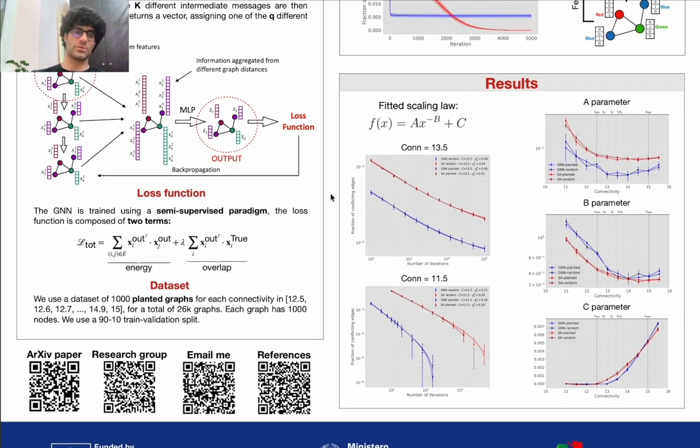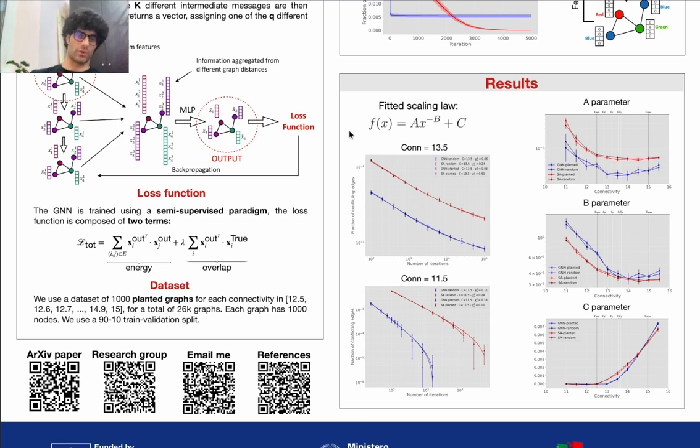As seen in these figures that compare the performance of our model versus simulated annealing, our model outperforms simulated annealing in a vast region of connectivities of graphs. On the left side, we report how the fraction of conflicts in the graph varies with the number of coloring steps for two connectivities, 13.5 and 11.5, while on the right side, instead, we see the result of 3 different fitted parameters. In particular, we have found a very good agreement when using this formula to predict the percentage of conflicts from the number of iterations.